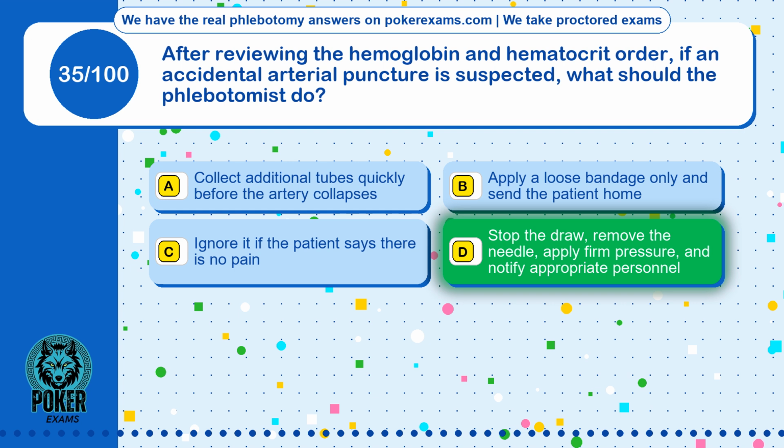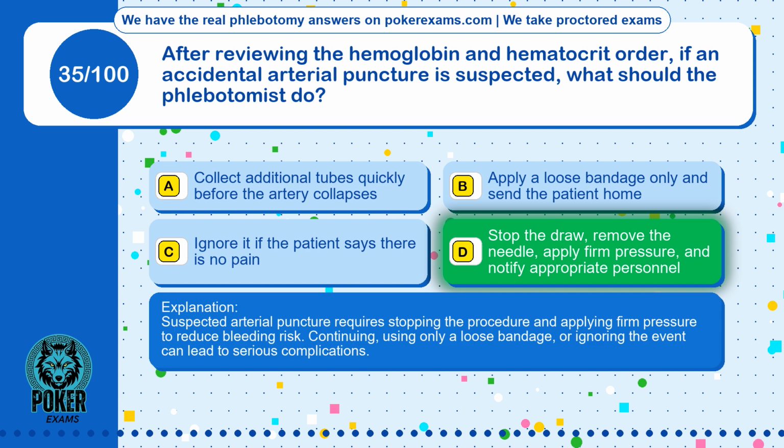Stop the draw, remove the needle, apply firm pressure, and notify appropriate personnel. Suspected arterial puncture requires stopping the procedure and applying firm pressure to reduce bleeding risk. Continuing, using only a loose bandage, or ignoring the event can lead to serious complications.